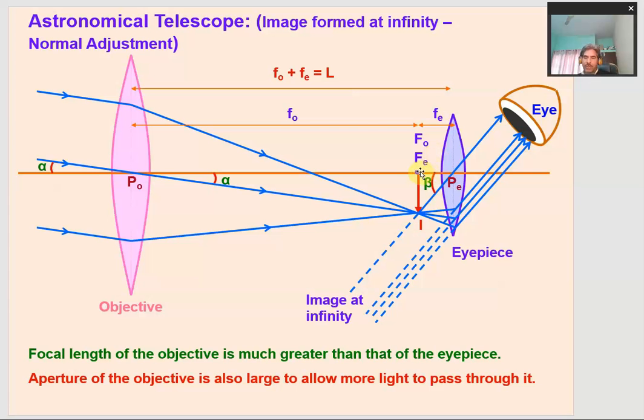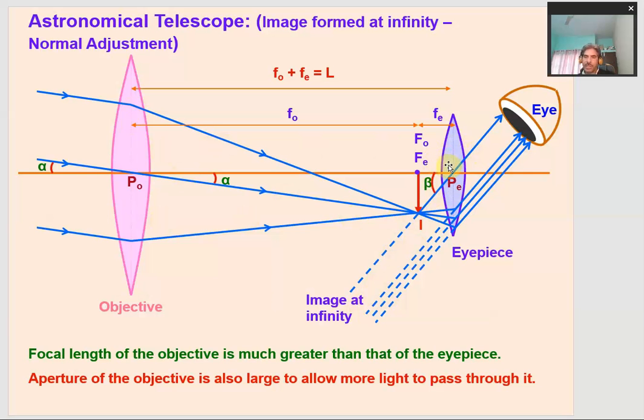Now, because the final image is formed at infinity, that means for the eye lens, this object will be lying at its focus, because only when the object lies at the focus is the image formed at infinity, right? So the distance between the eye lens and the object lens is adjusted so that the final image is formed at infinity, which is possible when the image formed by the object lens lies at the focus of the eye lens. This is the situation here.